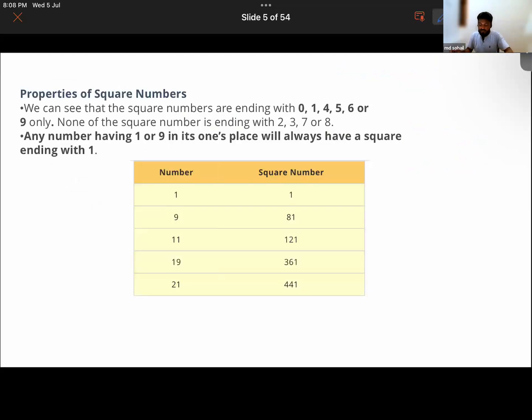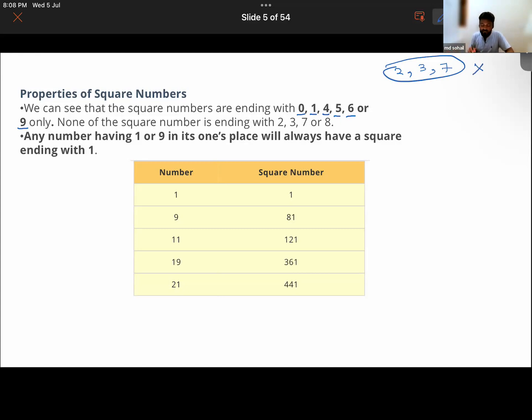All right, so we know that a square number will always end with 0, 1, 4, 5, 6, or 9. A perfect square number will not end with 2, it will not end with 3, neither will it end with 7. If a number ends with these digits, clearly it's not a square number.